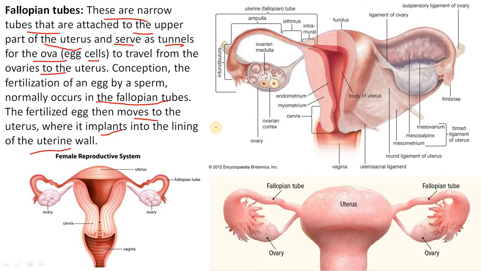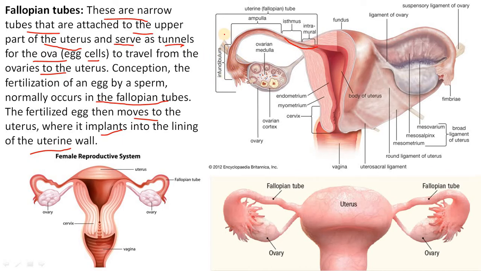So these are the narrow tubes which attach to the upper portion of the uterus. This is the upper portion of the uterus, and the fallopian tubes act as tunnels for the egg cells, as I said, and therefore they transfer the egg cells from the ovaries to the uterus.